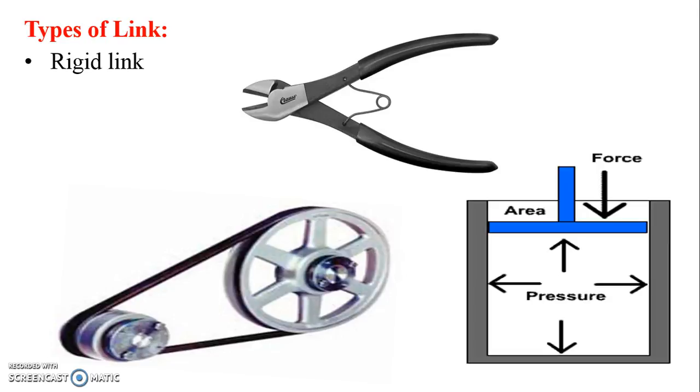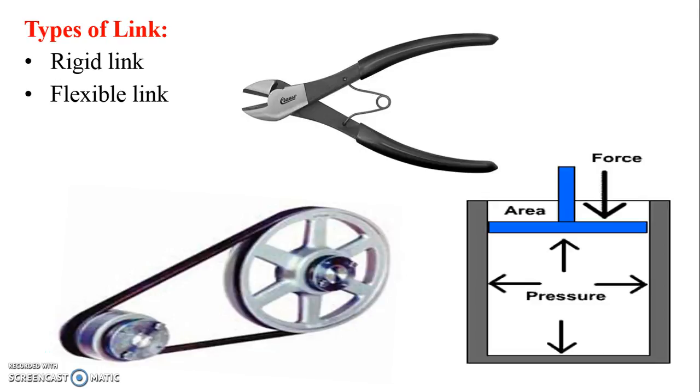Rigid link. A rigid link is one which does not undergo any deformation while transferring the motion. Strictly speaking, a rigid link does not exist practically. However, as the deformation of a connecting rod, crank, etc., of a reciprocating steam engine is not appreciable, they can be considered as rigid links. In this sketch, the cutting plier will be considered as a rigid link.